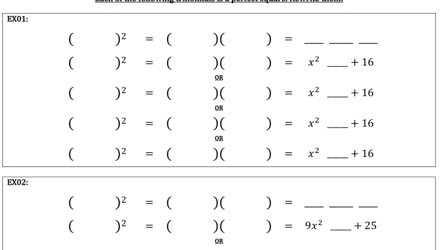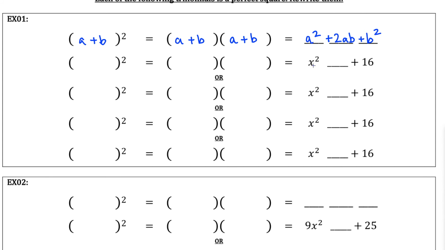So let's complete these squares. Let's write down what we had before. So (a + b) squared can be rewritten as (a + b) times (a + b), which is going to be a squared plus 2ab plus b squared.